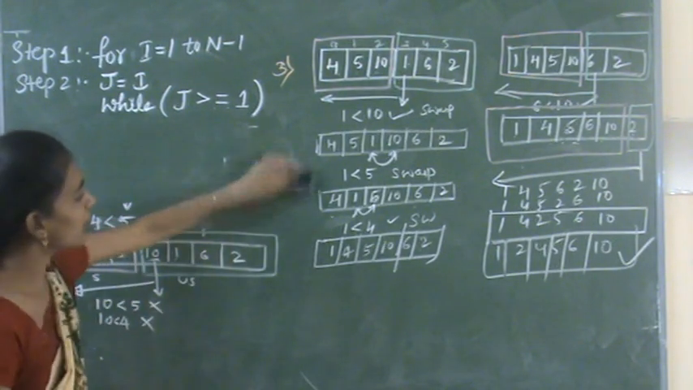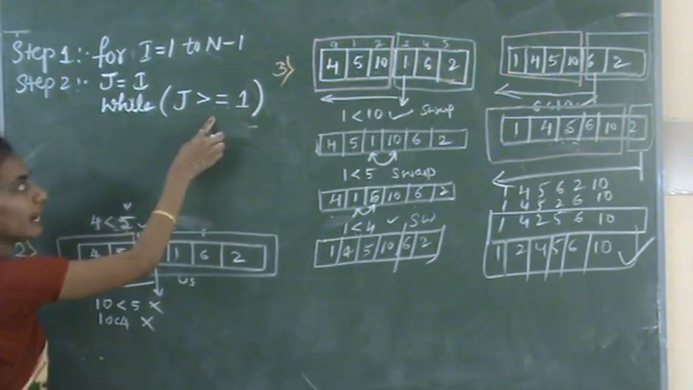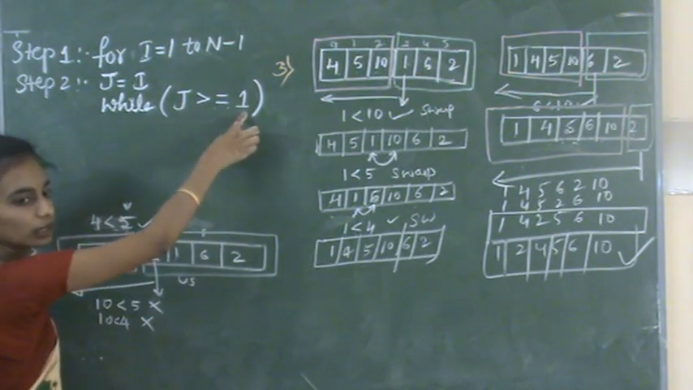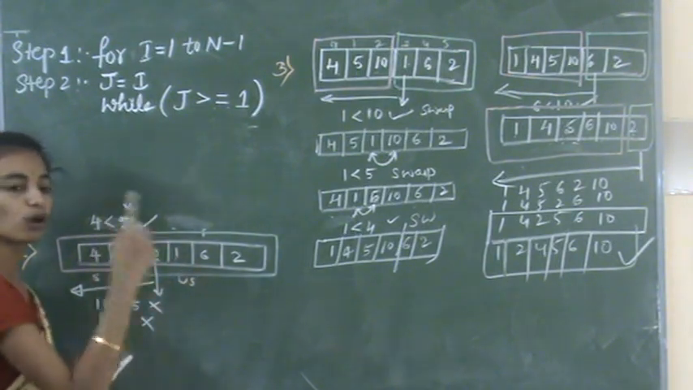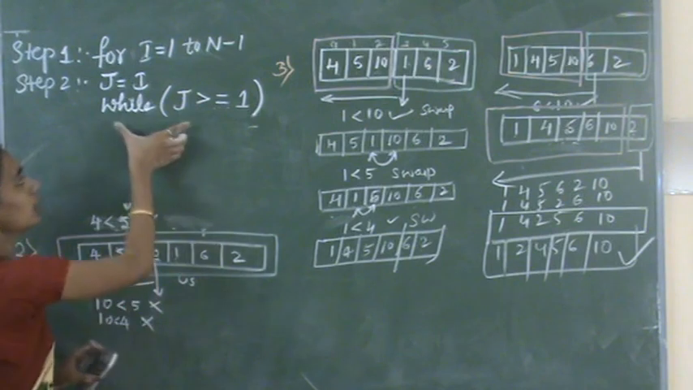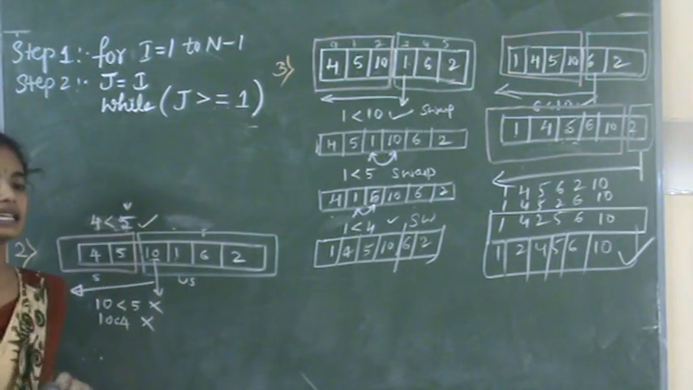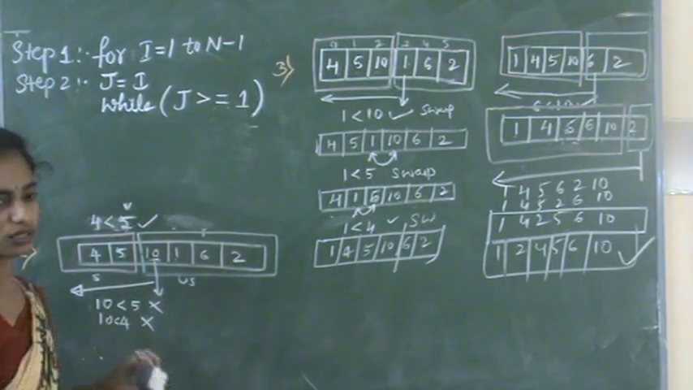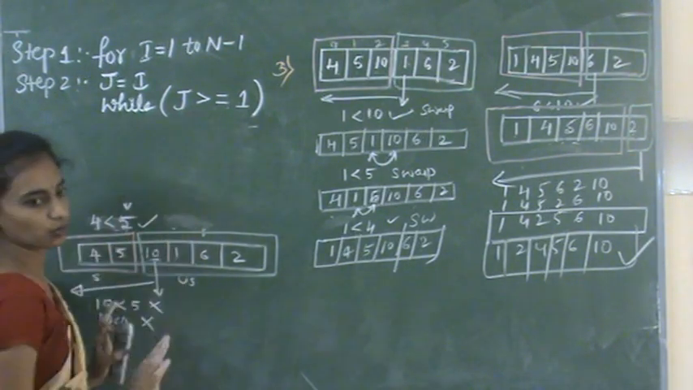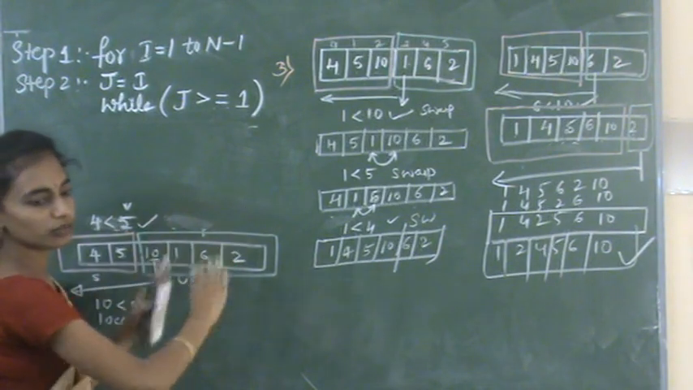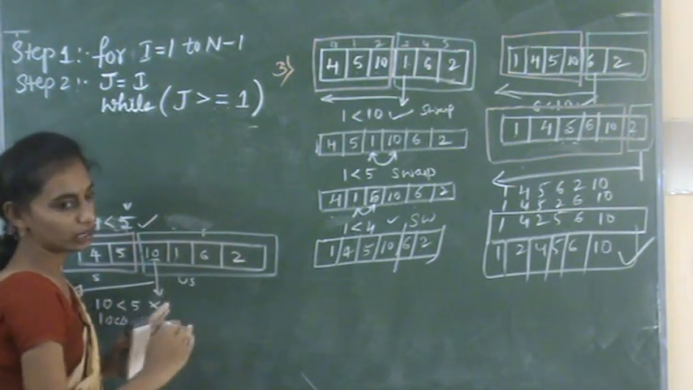For that we are using this condition: while j is greater than or equal to 1. If the array index is more than or equal to 1, then only we can perform this insertion or any other sorting operations. So if this condition is over, we confirm we have more than one element, right?